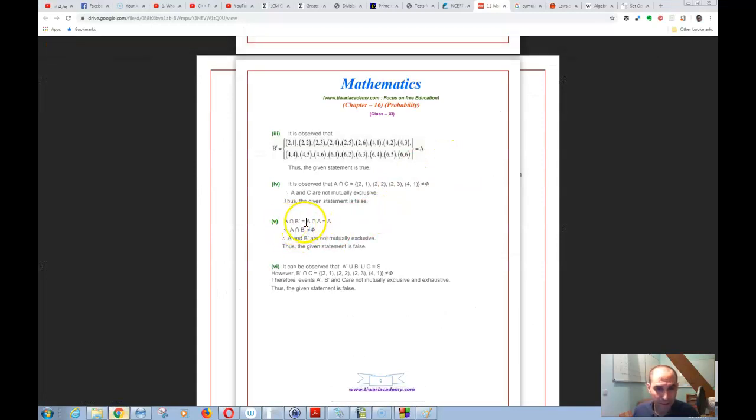So you can see that A intersection B prime is the same thing as A intersection A, which is equal to A. Because A intersection B prime is not equal to the null set, therefore, A and B prime are not mutually exclusive. Thus, the given statement is false.